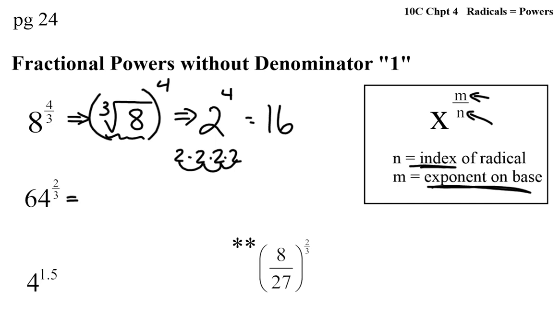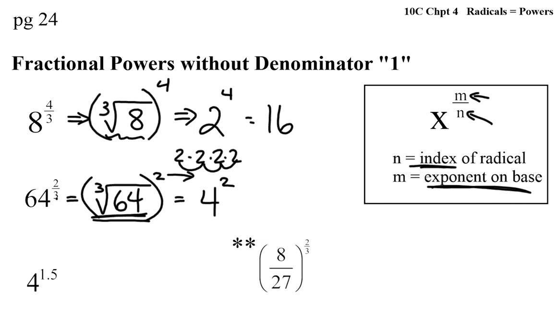64 to the 2/3. What does this tell us? This tells us we have a radical with a radicand of 64. Denominator 3 says we're going to cube root it, and the numerator of 2 says we have to square it afterwards. Here, what's the cube root of 64? What do we multiply 3 times to get 64? Well, that's 4. Make sure you apply the exponent. 4 squared is 16.